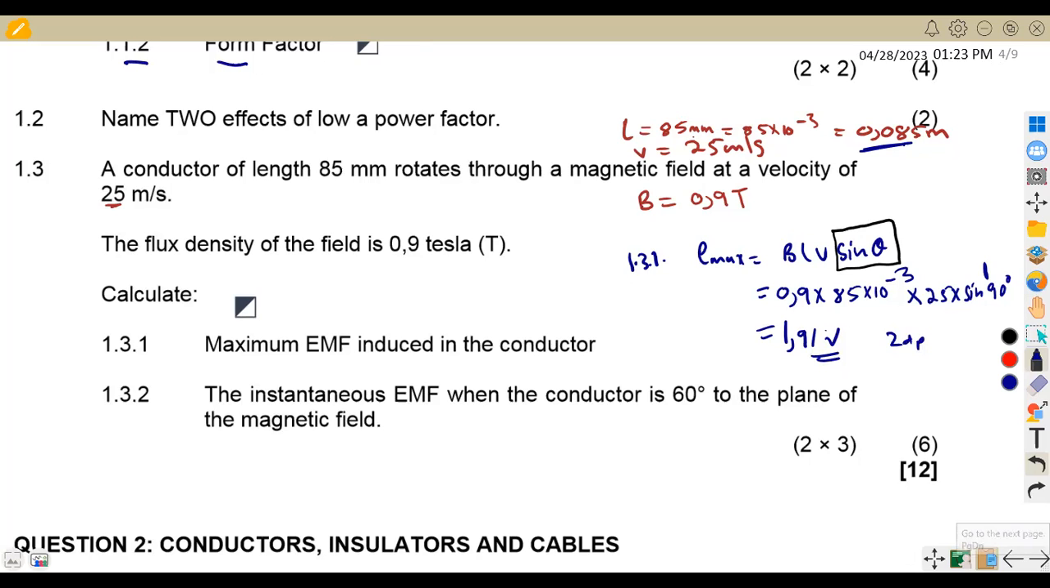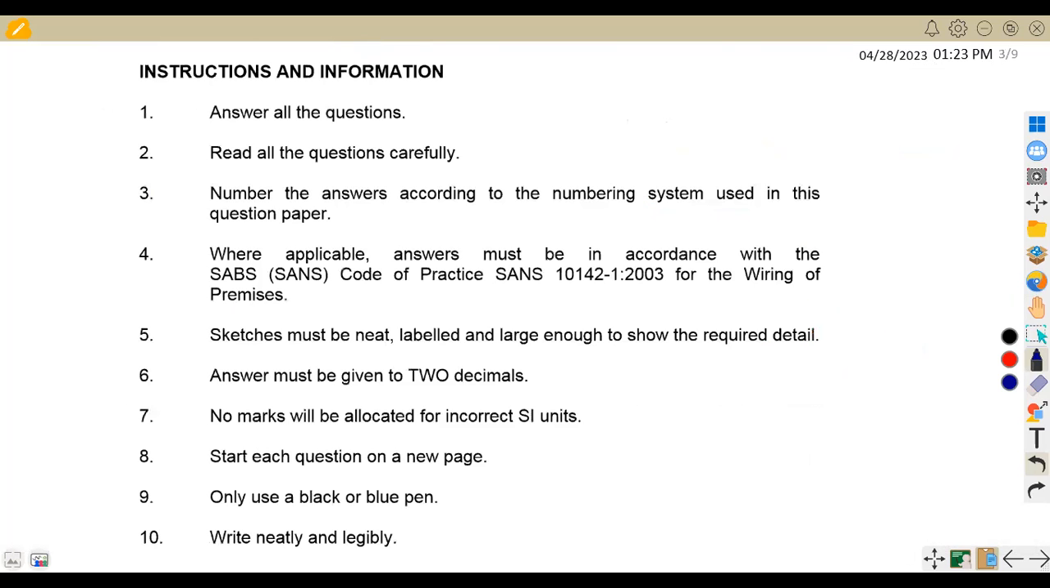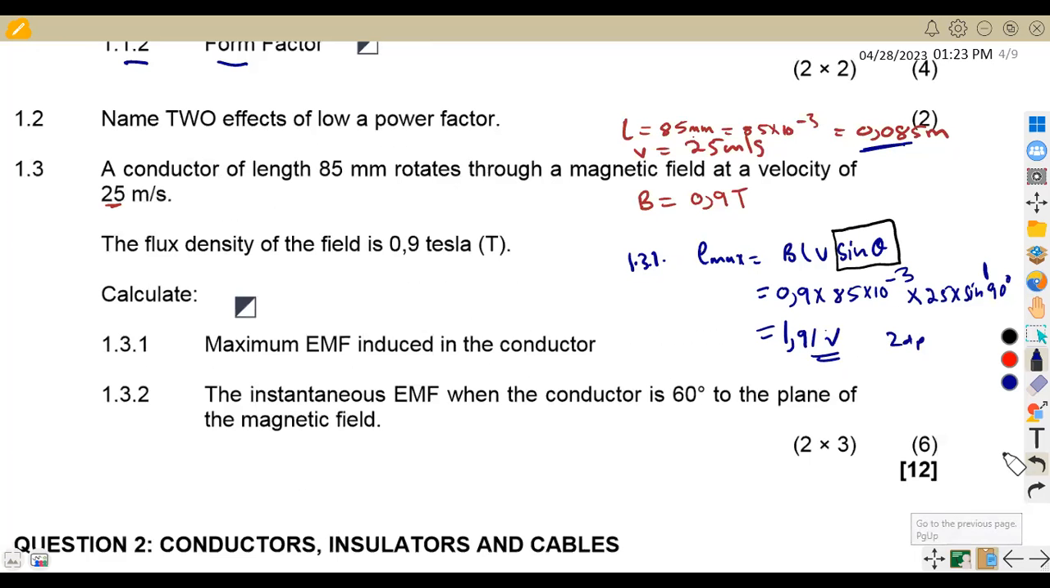All right, so that was the instruction. You follow the instruction of the question paper. Answer must be given to 2 decimals, unless you are indicated otherwise. So you work with what you are given for that question, but mostly it is 3 decimal places, but this one is to 2 decimal places, so it's going to be 1,9 volts.